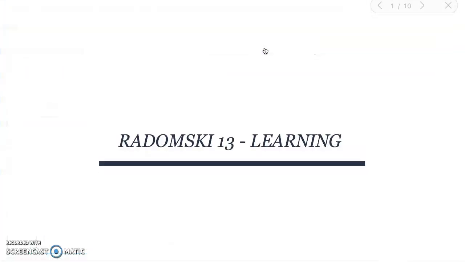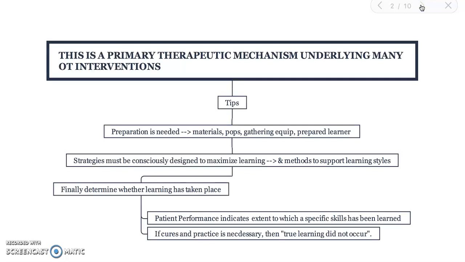Okay, so now we're going to move on to Radomski 13, which is focused on learning. Learning is a primary therapeutic mechanism that underlies many OT interventions. So some tips that an OT can use is that they need to be prepared and ensure that they have the materials and the props and equipment needed for the learner.